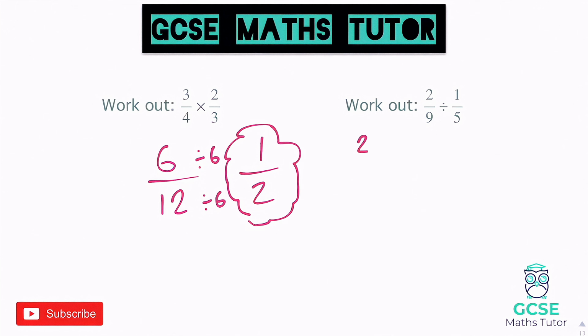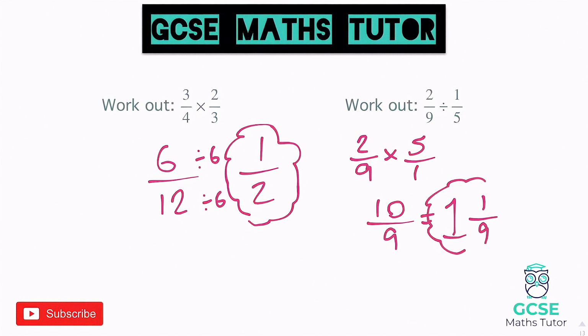On to the next one. We keep the first fraction the same, we flip the second one over, and we multiply them together. So times the top numbers just like before, 2 times 5 is 10, 1 times 9 is 9, and again we'd normally be asked to write our answer in its simplest form or as a mixed number, and here it is an improper fraction. 9 fits into 10 once, with a remainder of 1/9 left over, so 1 1/9 would be my final answer there, and that's dividing fractions.